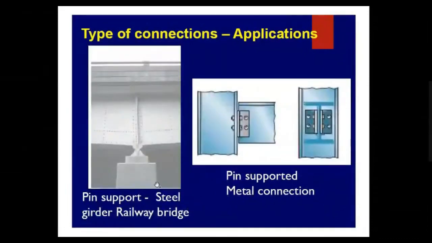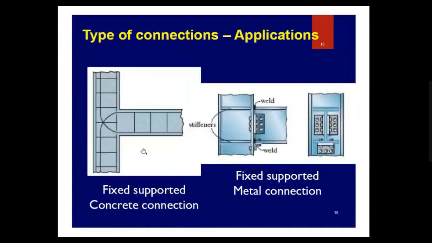In this figure, a pin support is shown in a steel girder railway bridge. So rotation is possible, but vertical and horizontal movement is not possible. The concrete beam column connection is always a kind of fixed support. You can assume it in your analysis as a fixed support, because rotation as well as vertical and horizontal movement is not possible.